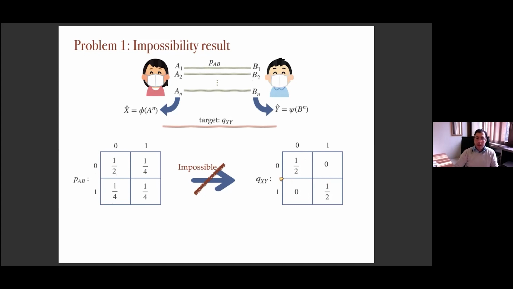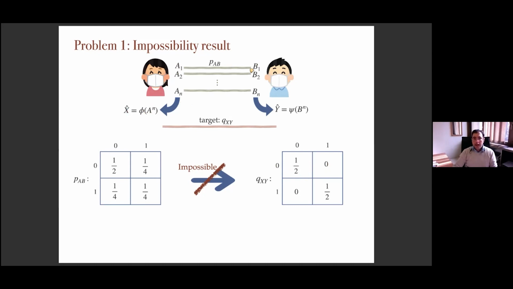You can convince yourself that this transformation is impossible, essentially because of the structure of this target distribution. Let me try to give you an argument. Look at the Alice side. On the Alice side, Alice receives some n-bit string and then outputs a single bit, either 0 or 1. Half the time, she should output 0. So there exist some strings, A_1 to A_n, for which phi of that string is 0, right?